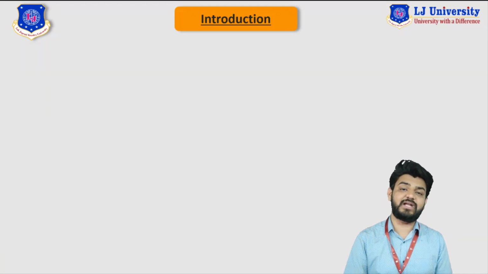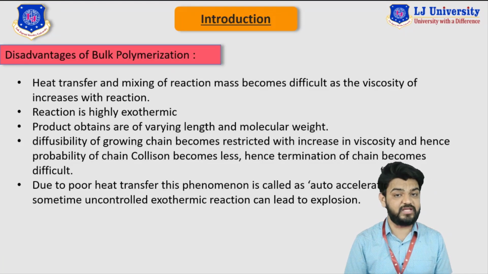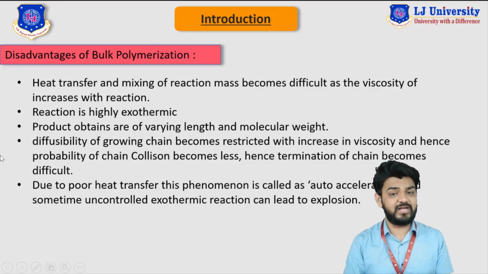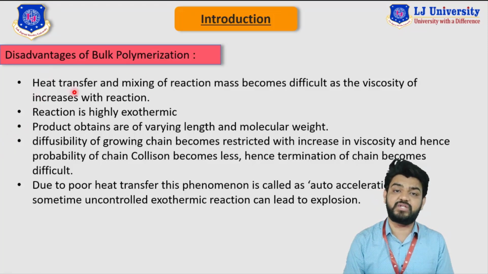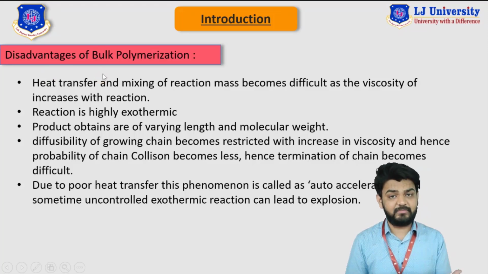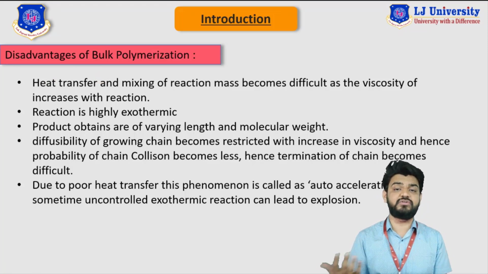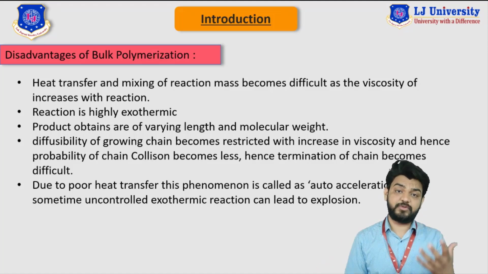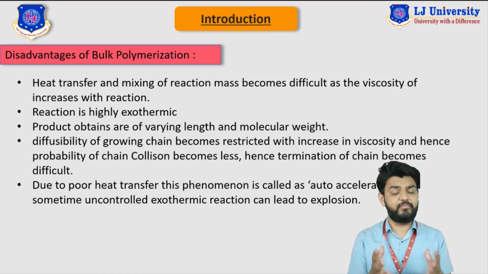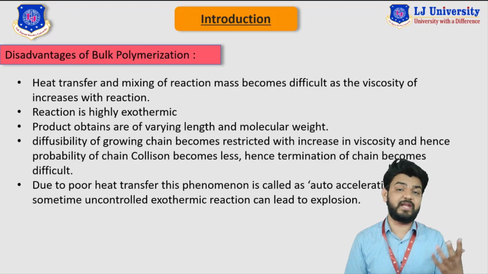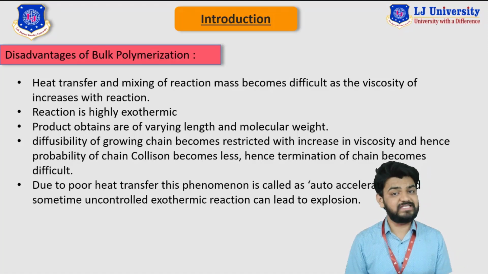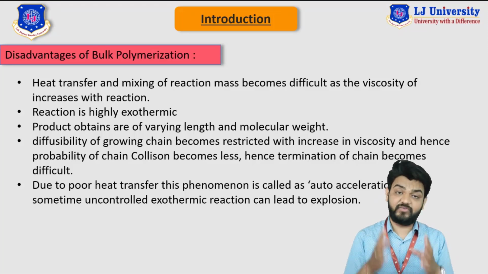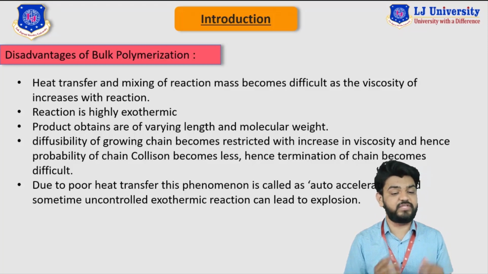Now let's discuss the disadvantages of this bulk polymerization process. You can see here on the screen that the major disadvantage is associated with heat transfer. As this is an exothermic reaction, as the reaction proceeds, it produces a large amount of heat and in bulk polymerization this produced heat cannot be dissipated. So we can say that heat transfer is one of the major disadvantages of this process.